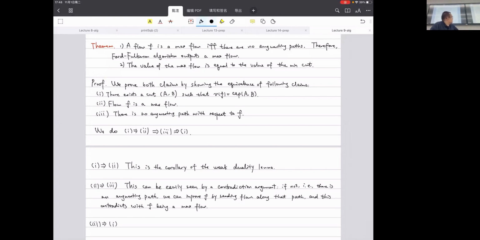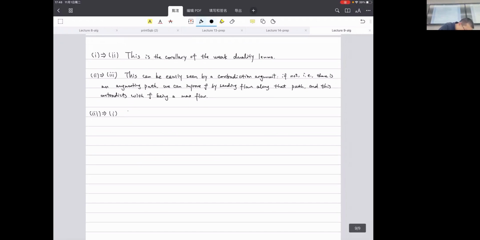Okay, so now we are going to show that as long as there is no augmenting path with respect to F here, there exists a cut AB such that the value of F is going to equal the capacity between A and B. So we do this. Now we have a flow F with no augmenting path.